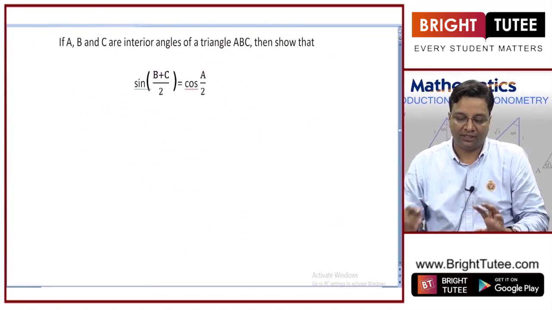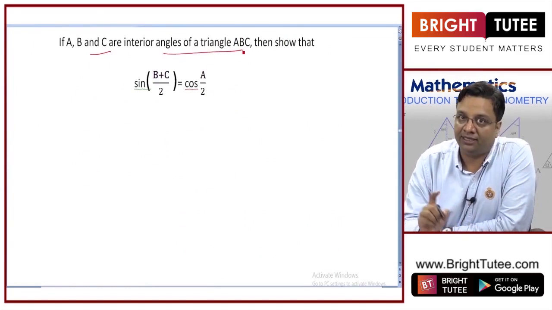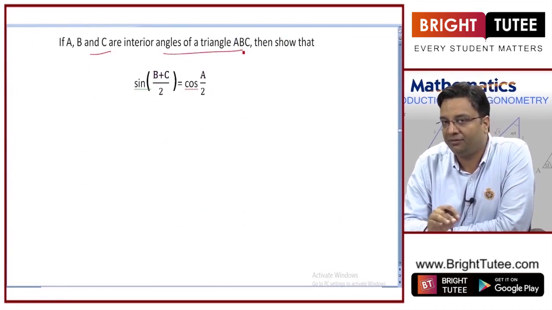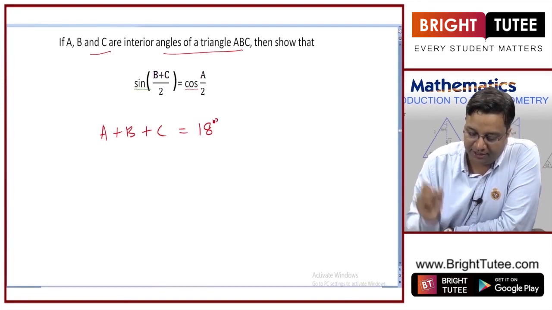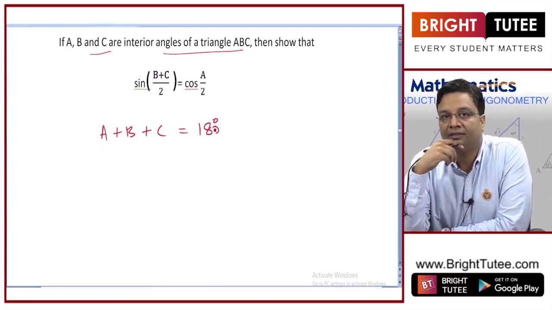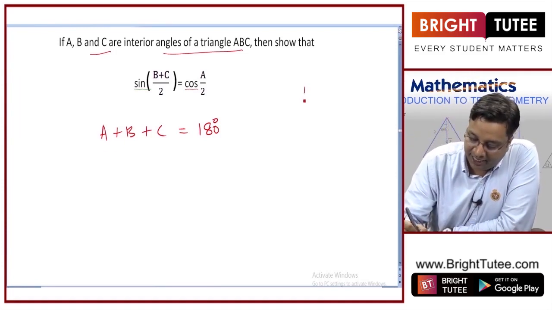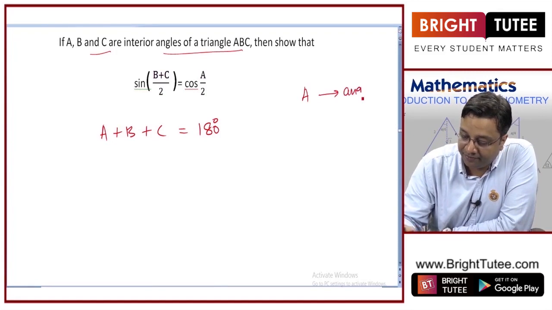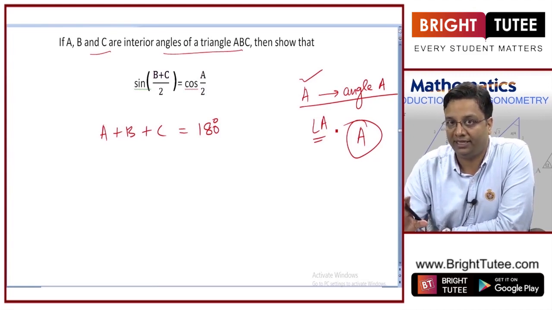Let's move to the next question. This is a very important question. If A, B, C are interior angles of a triangle ABC, you can directly say that A plus B plus C is equal to 180 degrees, because the sum of interior angles of a triangle is equal to 180 degrees. And when I write A, I mean angle A. This is just for the sake of convenience. I am not writing it in full, but we can directly write it as A and understand that I am talking about angle A.